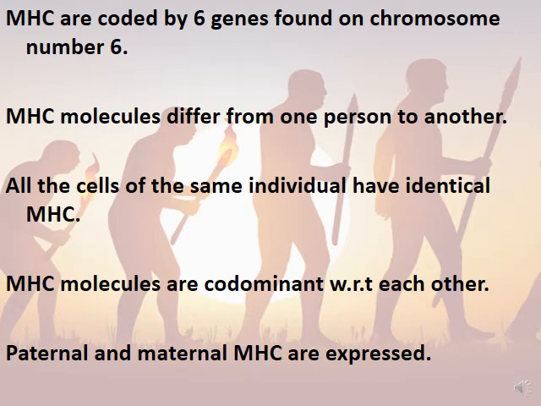MHC are coded by 6 genes found on chromosome number 6. MHC molecules differ from one person to another. All the cells of the same individual have identical MHC, and MHC molecules are co-dominant with respect to each other, meaning that both of them are co-expressed.